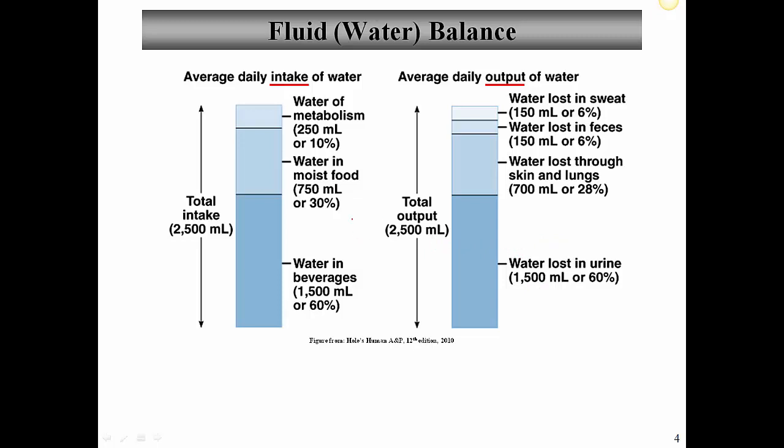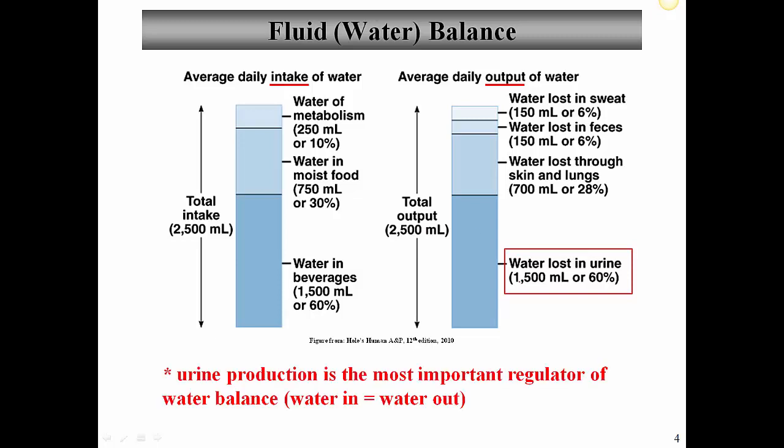So the question then becomes, how do we regulate all this? How does the body regulate this so that the total intake is going to equal the total output? Well, by far the primary regulator of all of this is usually the urine. So urine production is really the most important regulator of water balance and how we determine that we make the water in equal to the water out. And we're going to see a couple of other ways as well in the next slide.